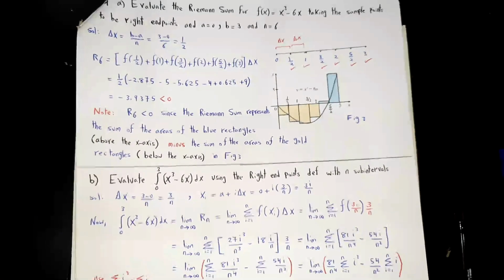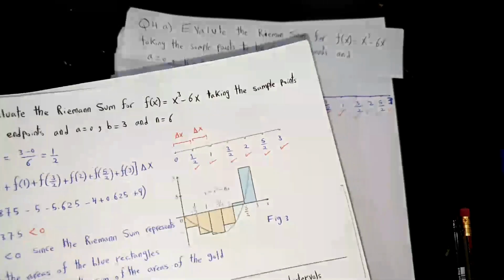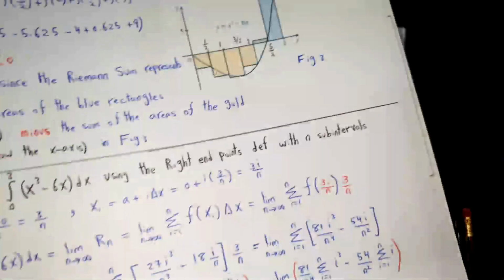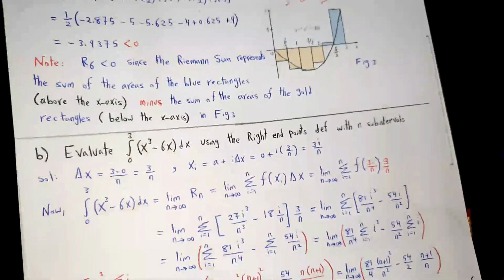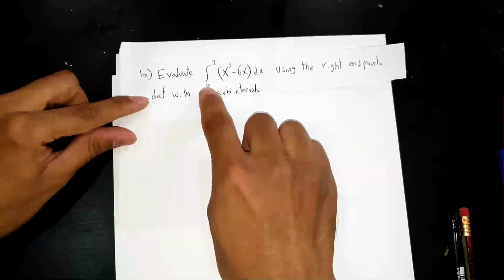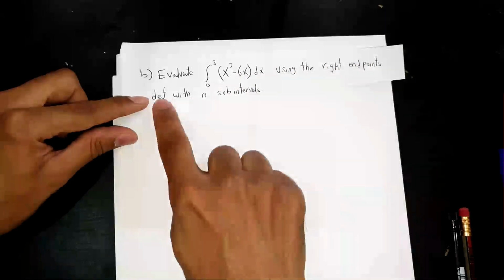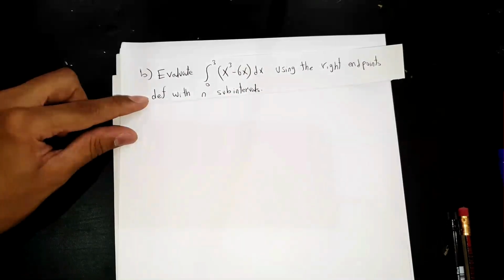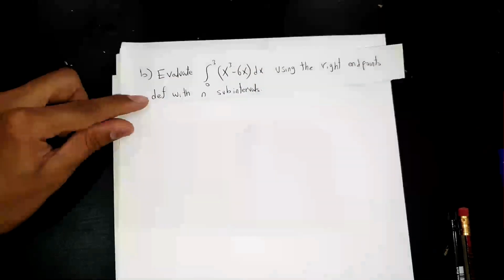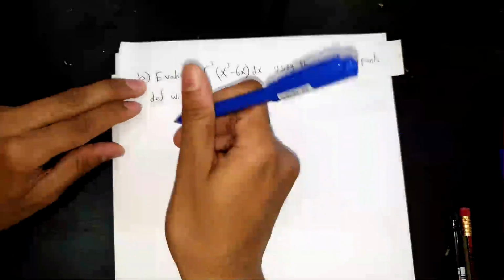Is this clear, Shabab? In part A, we use 6 rectangles. In part B, we will use n rectangles, then we push the number of rectangles to infinity. That means we will evaluate the integral of that function. Part B, he said evaluate the integral from 0 to 3 of x cubed minus 6x dx using the right endpoint definition with n subintervals. Later on in the course, in section 5.3 and 5.4, we will evaluate this easily. But for the time being, we are limited to solve it using the definition. What is the definition? I hope you still remember this.